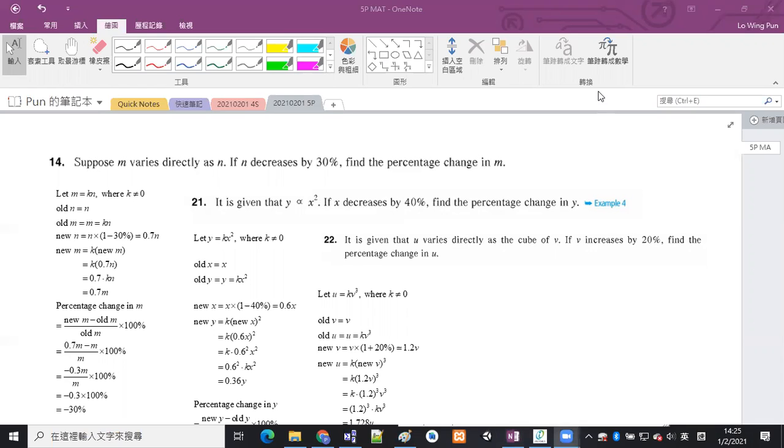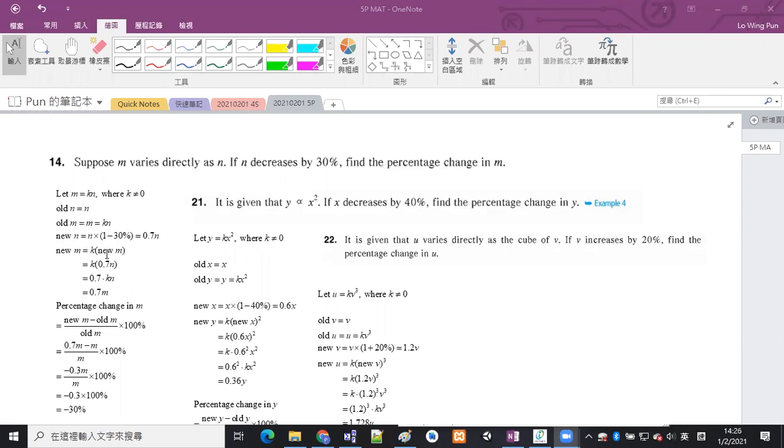Okay, let's check the answers. Number 14: m varies directly as n. So n decreases by 30%, find the percentage change in m. We let m be kn, and then the old n is n, the old m is m, but m is equal to kn. And then n started the change first. So n decreases by 30%, which means that the new n is equal to n times 1 minus 30%. So that should be 0.7n.